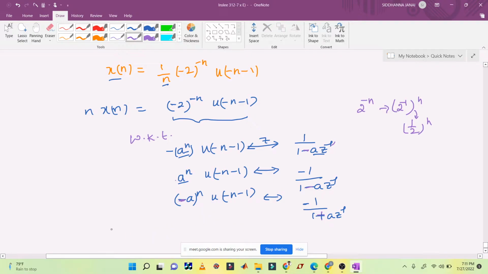So we can write this implies n into x of n is equal to minus 1 by 2 to the power n u of minus n minus 1.